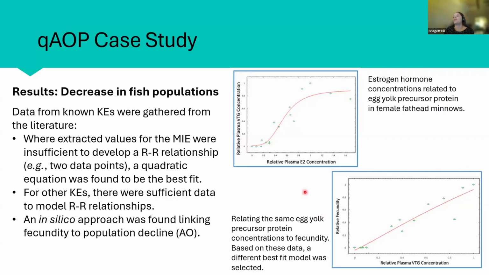But the examples on the right here show some of those dose response relationships that they were able to model using the software. The top one here has an estrogen hormone concentration plotted against an egg yolk precursor protein. And then on the bottom is that same exact egg precursor protein related to another key event. And as you can see, based on how those data related to each other, a different best fit model was selected. They also used in silico predictions to associate a key event to the adverse outcome.